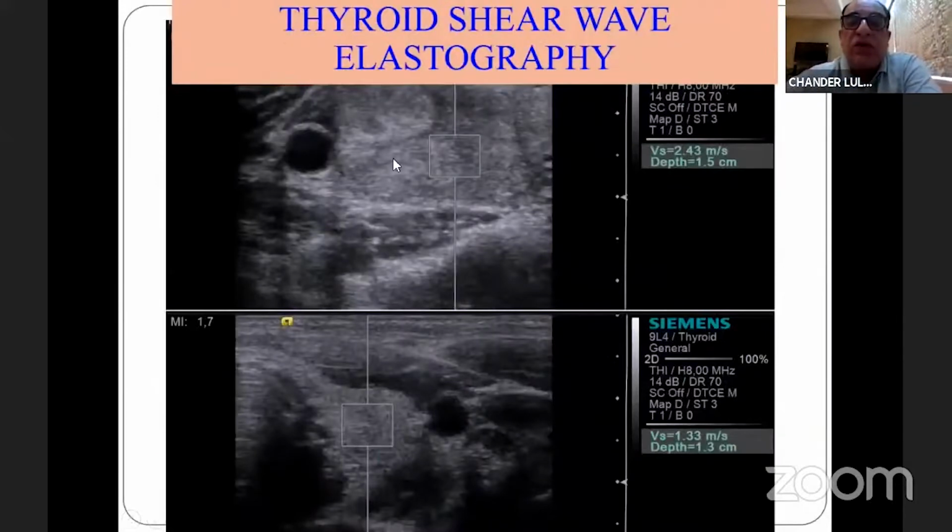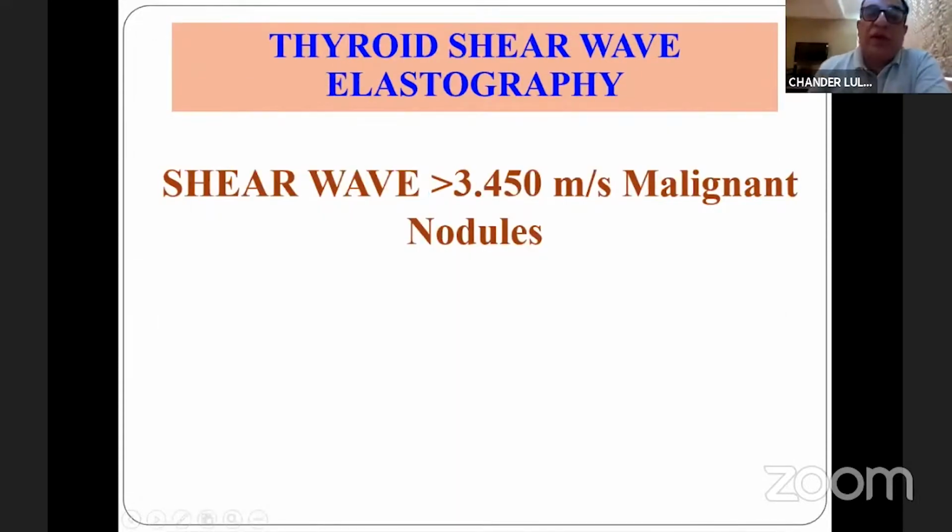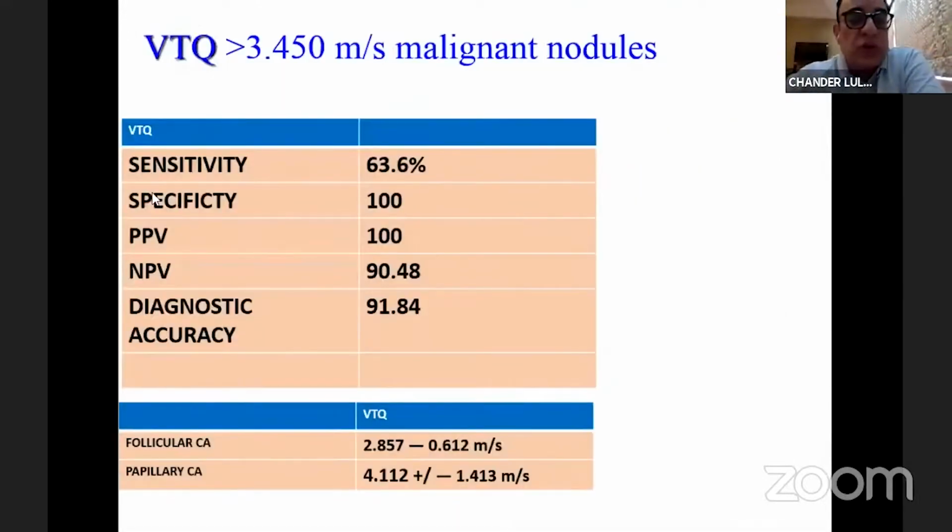And this is how shear wave looks. We place an ROI box and we get a velocity immediately, just like you measure Hounsfield units on a CT scan. So this is 2.43 meters per second. This is 1.33 meters per second. So this is soft, this is hard. And for shear wave, anything above 3.4 has quite good specificity, positive predictive value, and diagnostic accuracy above 90.